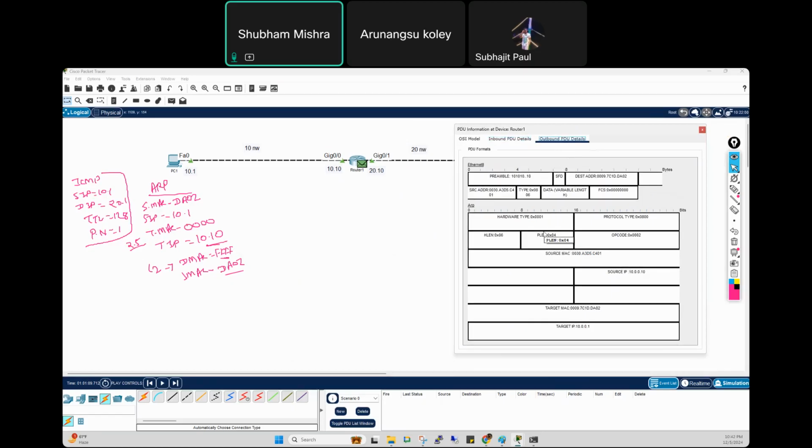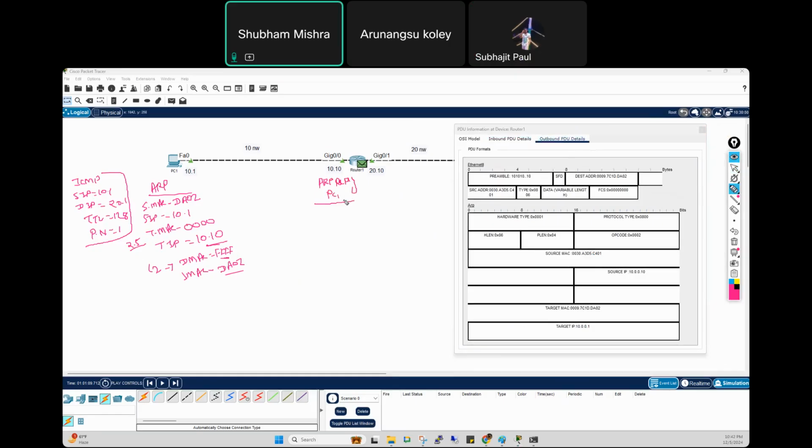आउटबाउंड. आउटबाउंड में राउटर क्या कर रहा है? राउटर इज जनरेटिंग द ARP रिप्लाई. It is generating the ARP reply. ARP reply for PC number 1 के लिए कर रहा है, right ना everyone?